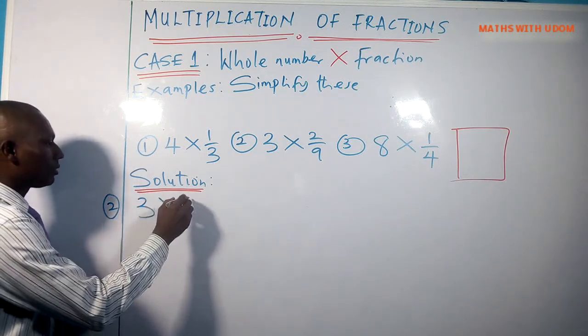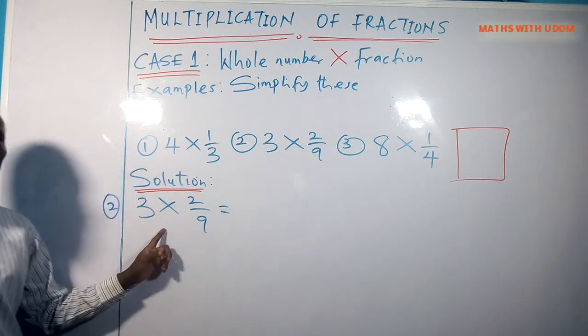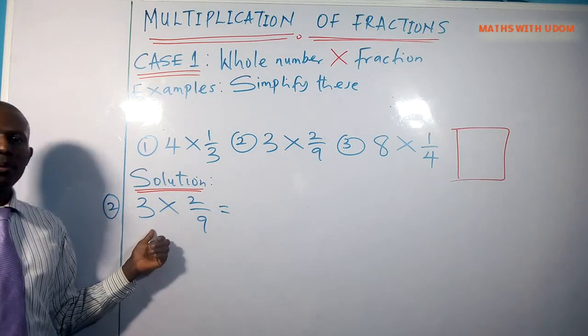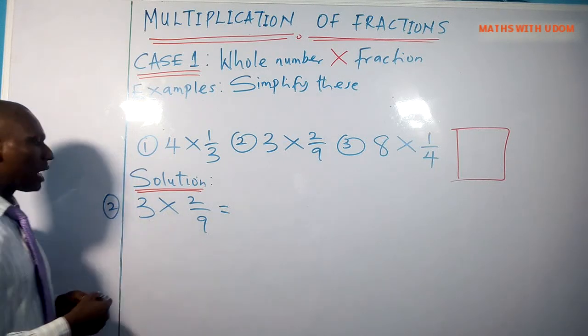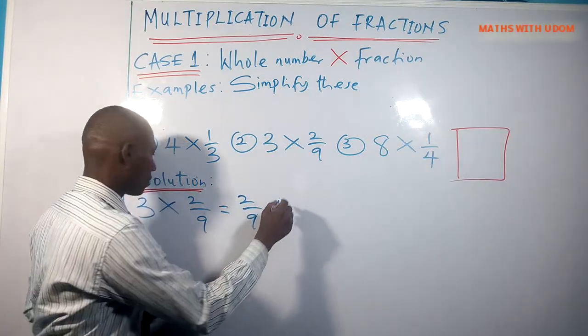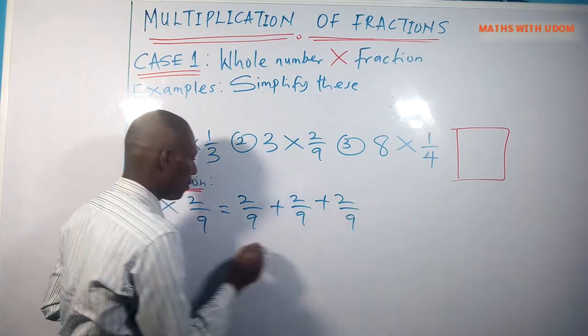3 times what? 2 over 9. So what is the interpretation? It means 3 lots of 2 over 9, or 2 over 9 appearing 3 times. So how do we solve this? So we have 2 over 9 plus 2 over 9 plus 2 over 9.